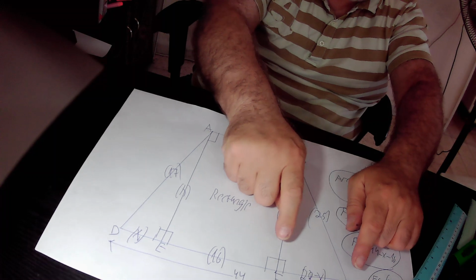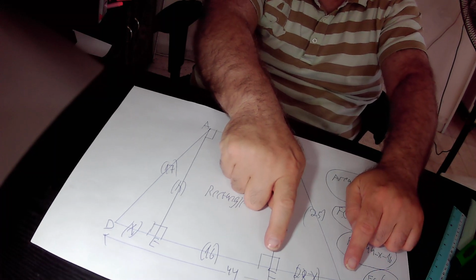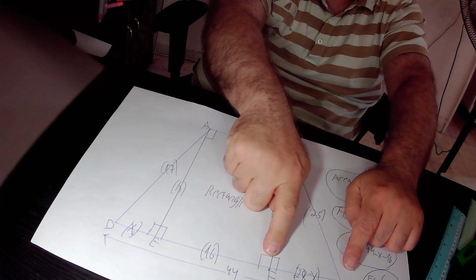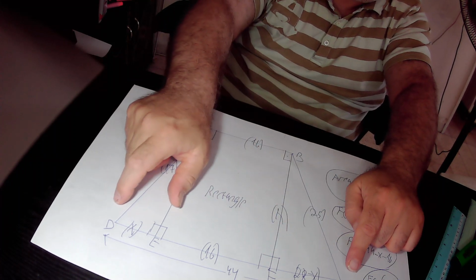What is the length of the missing line segment FC? From the drawing, it is very easy to see that FC in total equals DC minus DE minus CF.